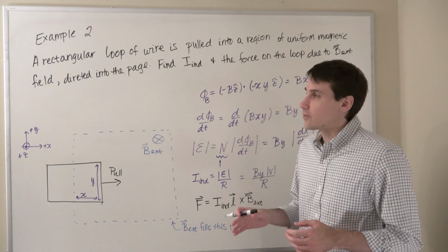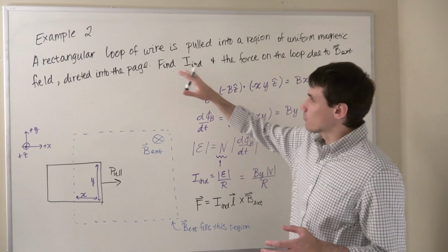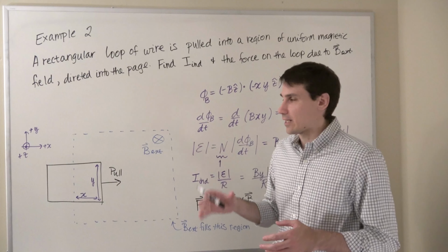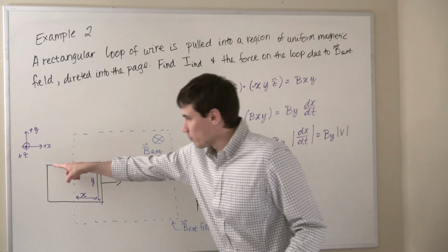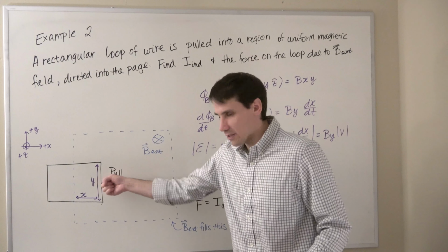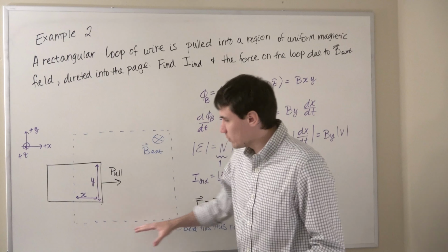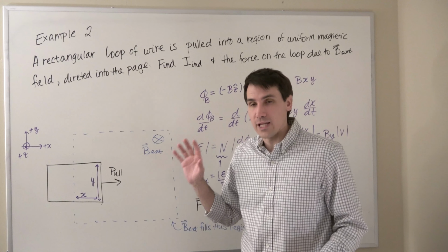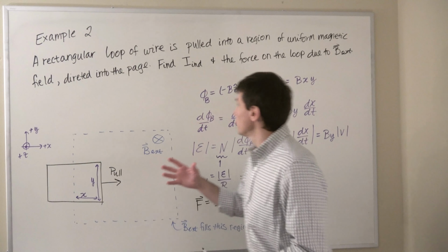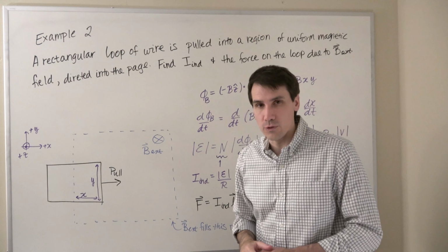Now let's look at another example of using Faraday's law. In this problem, we have a rectangular loop of wire that is pulled into a region of uniform magnetic field. Our black box here is our loop of wire, and we have some pulling force, so someone is grabbing it and pulling it into this blue dotted region where there is a uniform magnetic field pointing into the page. Our goal is to find the induced current and the force on our loop of wire.